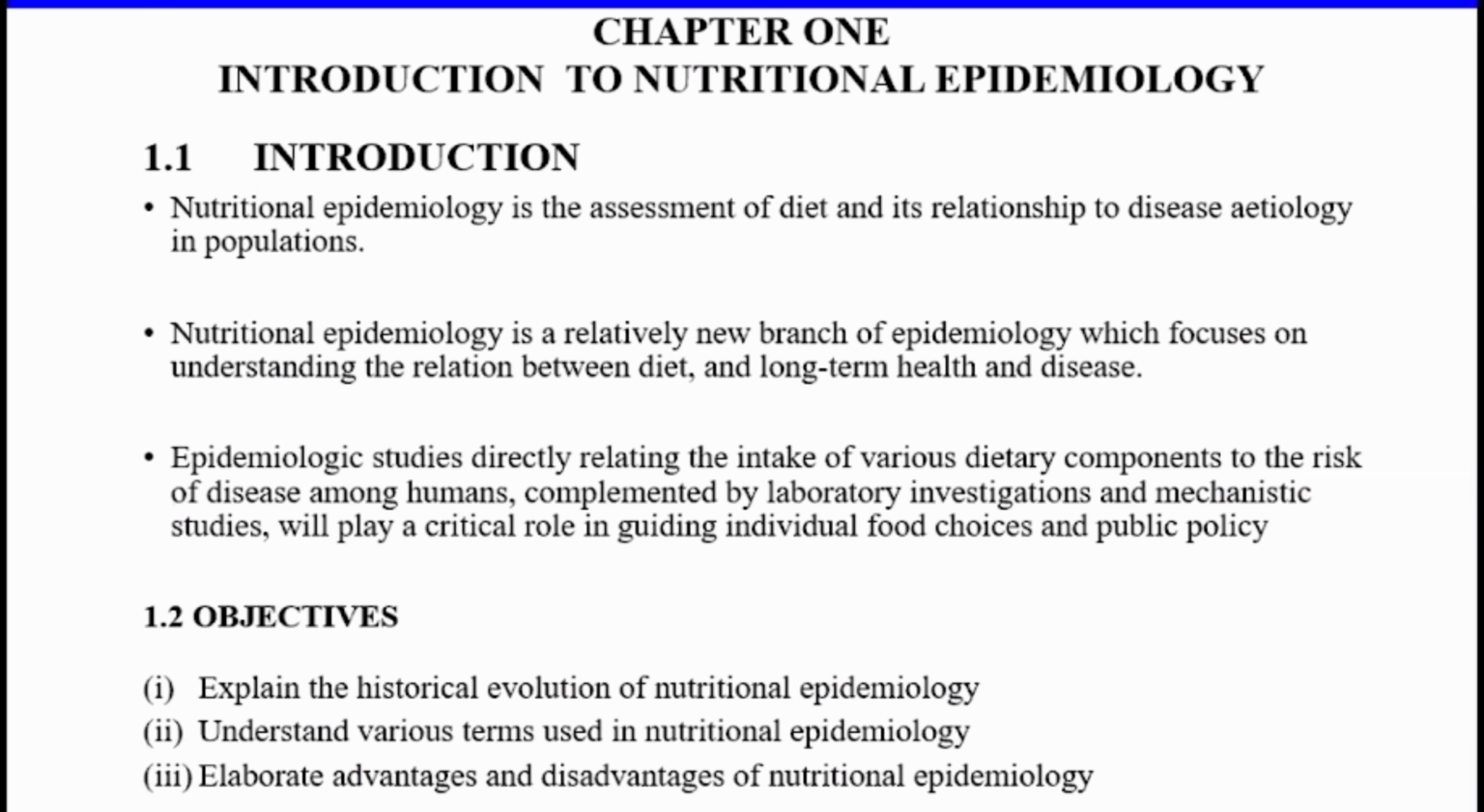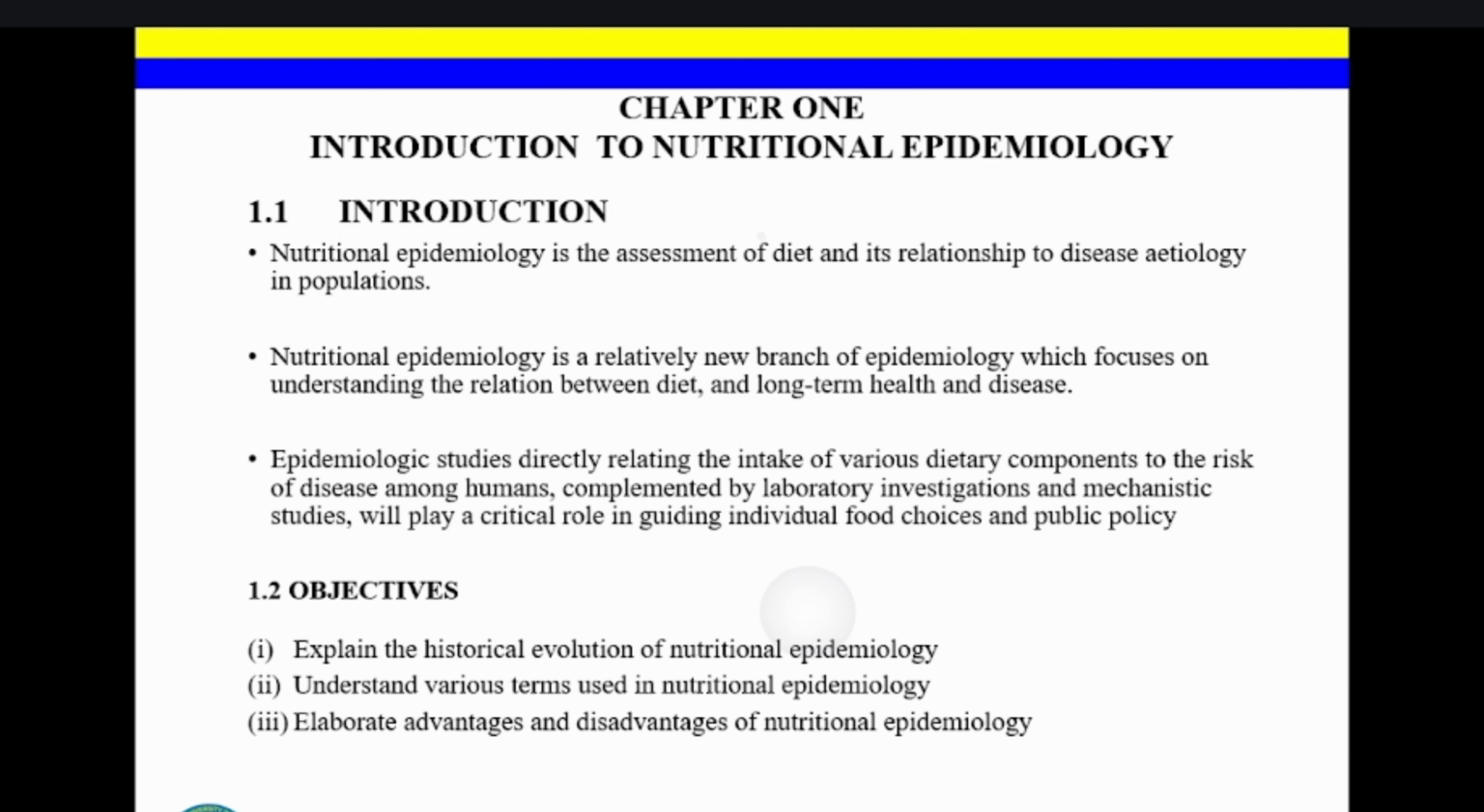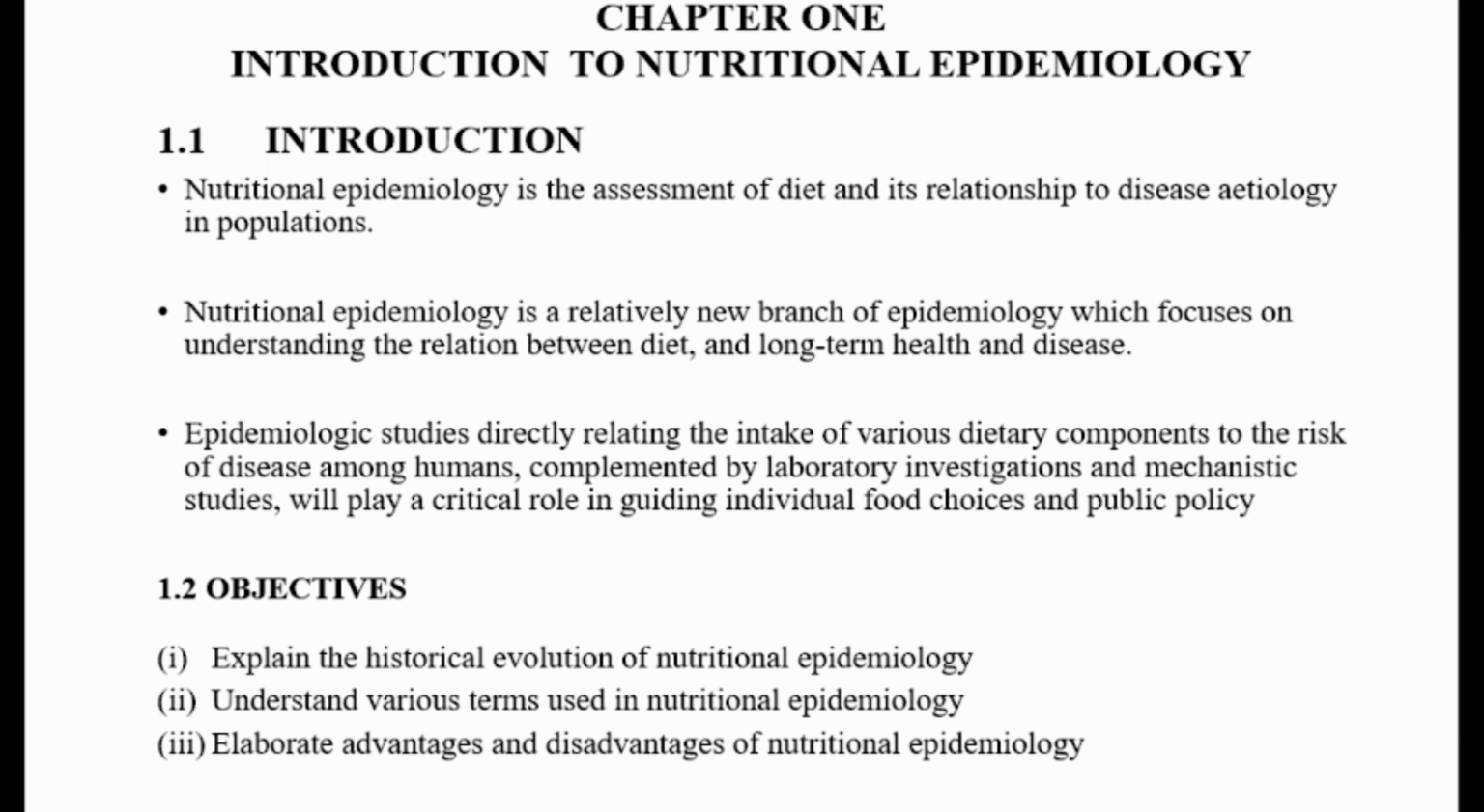Introduction to nutrition epidemiology. Nutrition epidemiology is the assessment of diet and its relationship to disease etiology in population. Nutrition epidemiology is a relatively new branch of epidemiology which focuses on understanding the relationship between diet and long-term health and disease. Epidemiological studies directly relating the intake of various dietary components to the risk of disease among humans, complemented by laboratory investigations and mechanistic studies, will play a critical role in guiding individual food choices and public policy.